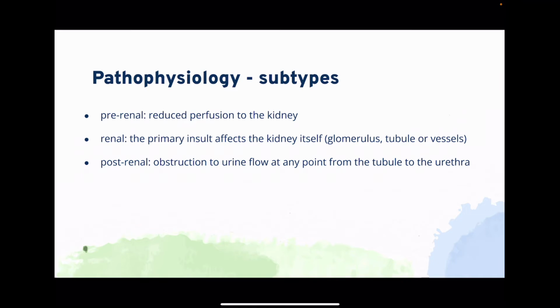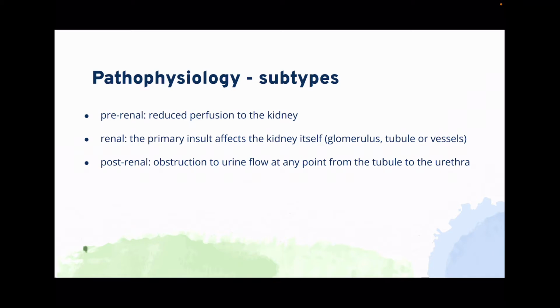طيب, what are the subtypes or the causes of acute kidney injury? We have pre-renal, renal and post-renal. Pre-renal يعني أي شيء يؤثر على perfusion أو blood supply of the kidney، ويكون السبب قبل الكلية، يعني أي شيء يؤثر على القلب أو الأوعية الدموية.